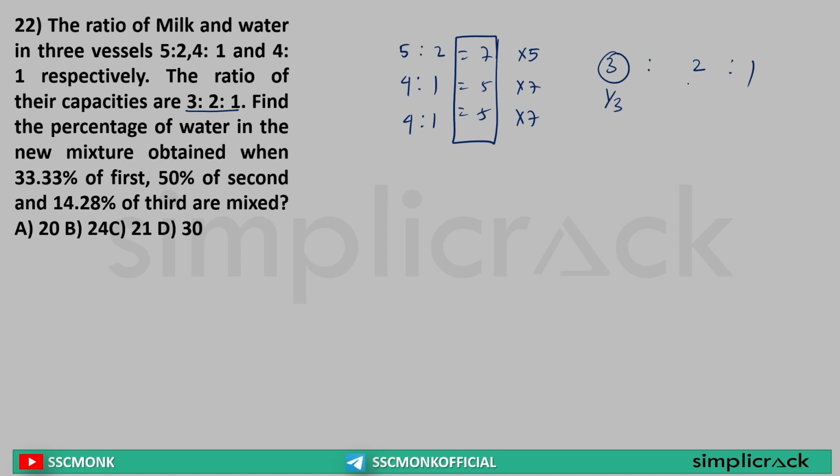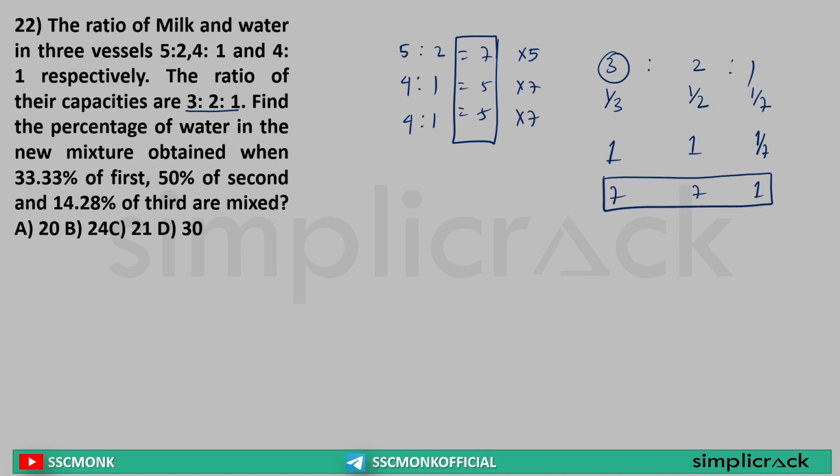And the percentage of water in the new mixture obtained when 33% of the first, that means 1 by 3, is taken out, 50% of the second, that means 1 by 2, is taken out, and 14.28% of the third, that means 1 by 7 part, has been taken out. Yes or no? Yes. So 1 by 3 part of 3 is taken out, so this is 1 part. Half of 2 is taken out, so this is 1 part. 1 by 7 part has been taken out of 1, so it is 1 by 7 part. Sir, this can further be solved. If I multiply it by 7, it will be 7:7:1.